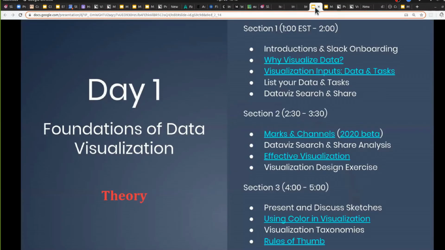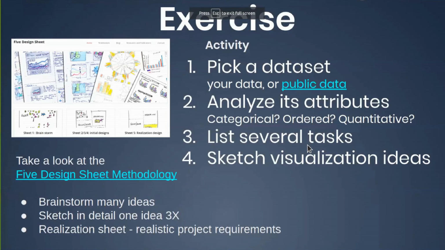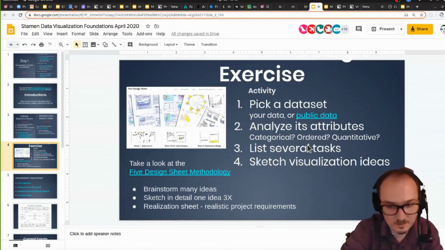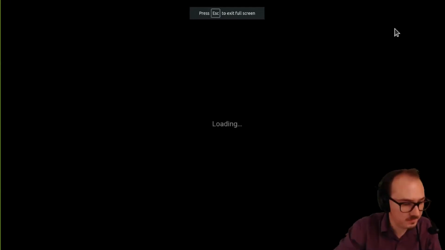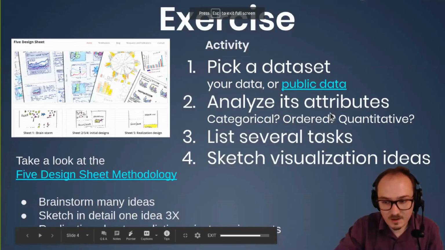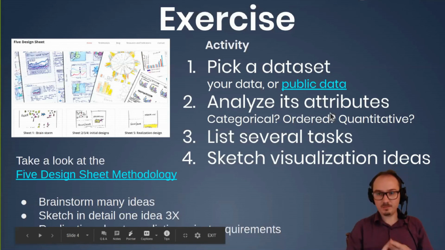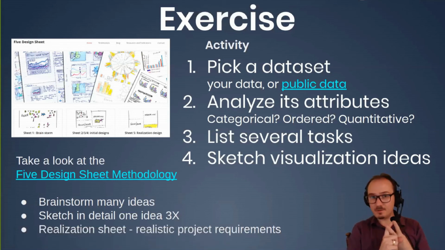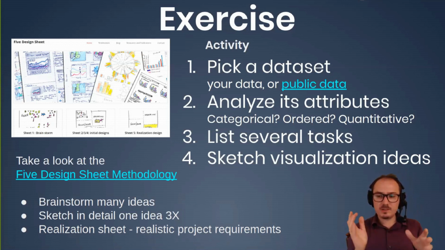So now what I'd like to go into is a little exercise where I'd like you all to make some sketches. Based on the data that you've brought to the table, your analysis of the attribute types of that data set, and your tasks and questions that you want to be able to carry out, I'd like you to sit down with a pen and paper and actually make some sketches.